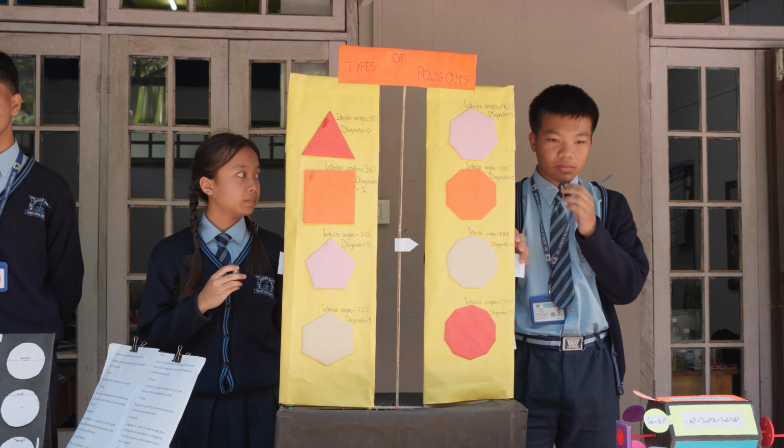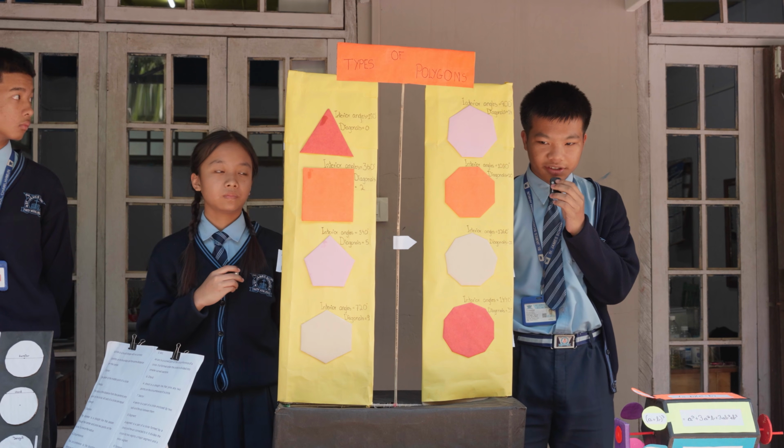Nonagon. A nonagon has 9 sides and 9 vertices.